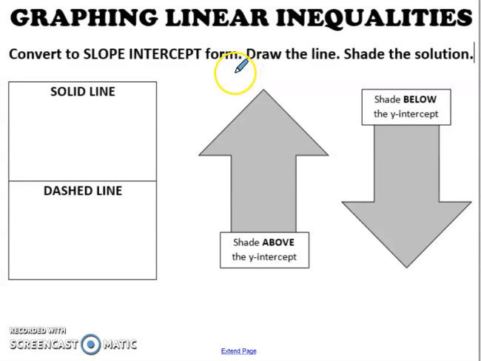Hey guys, what's up? We're looking at how to graph linear inequalities. It's a lot like graphing equations, except now you have some shading because there's lots of solutions instead of a line of solutions. So let's look.